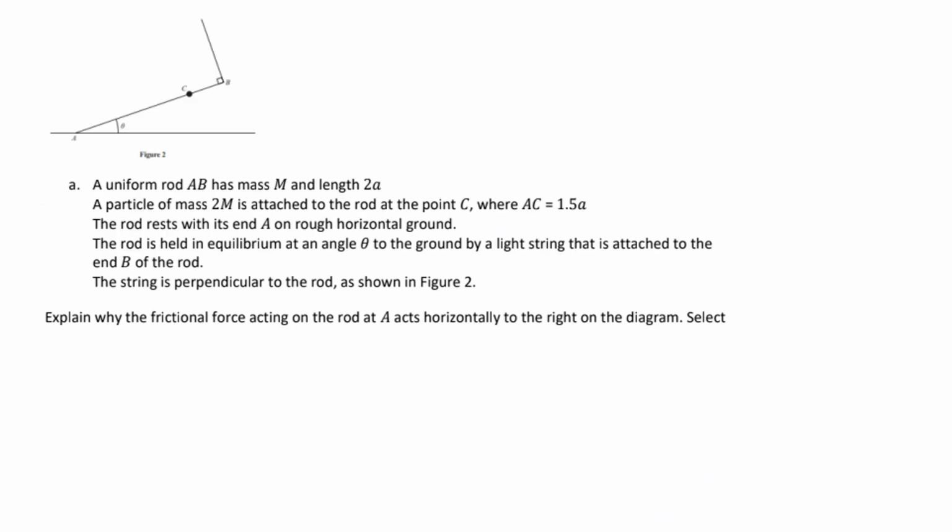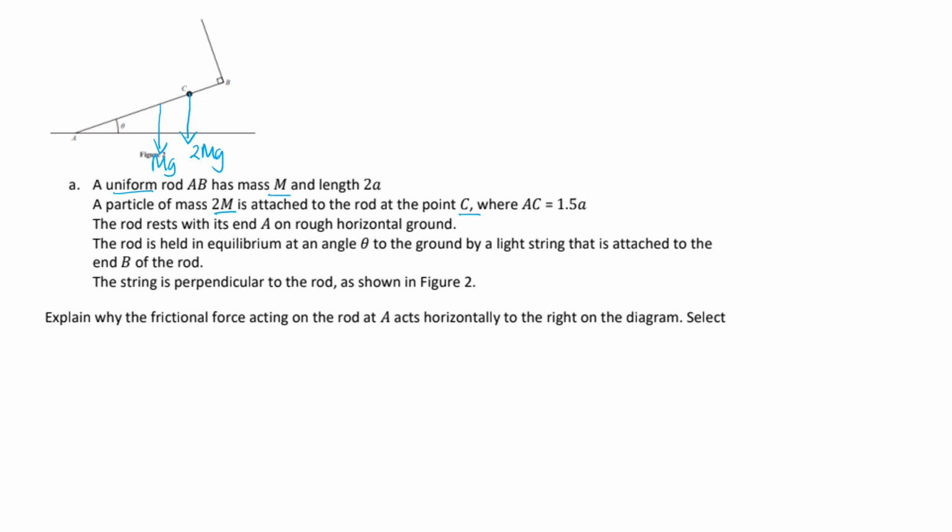This next question is on mechanics. We're going to be taking some moments, but first of all, we've got this uniform rod which has a mass m. Now, if it's uniform, that means the center of mass is where the weight is distributed. So we've got mg acting down. A particle of mass 2m is attached at C, so we've got 2mg acting down there at C.